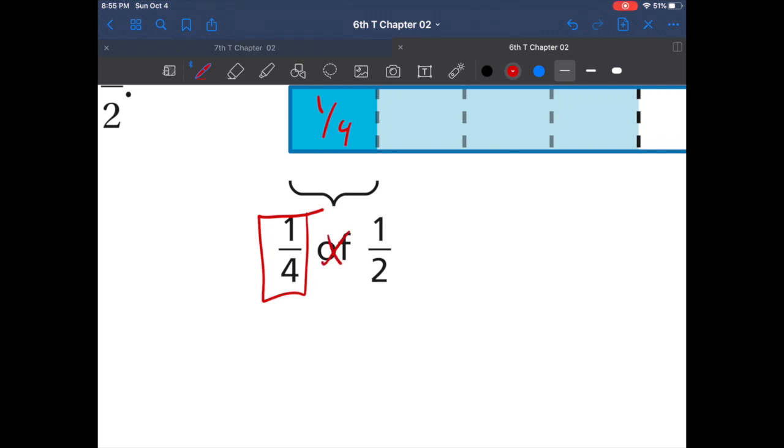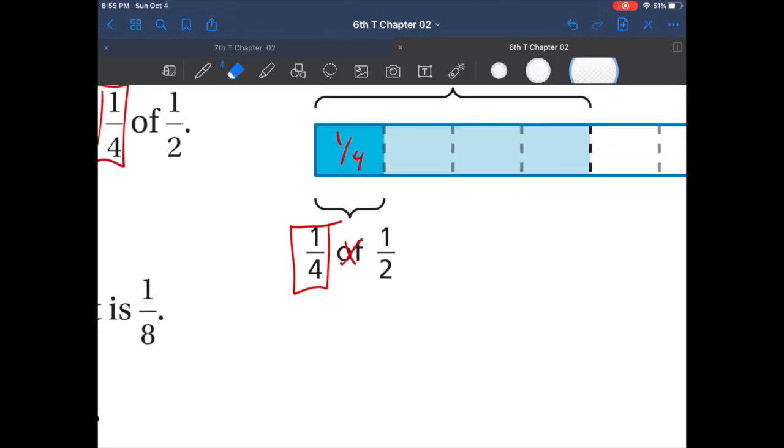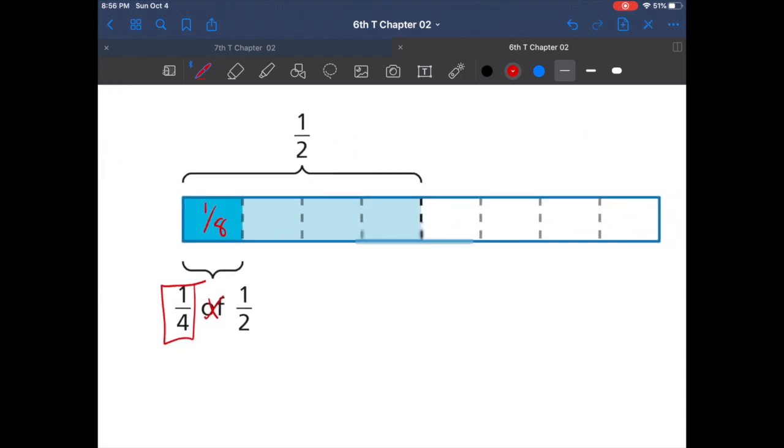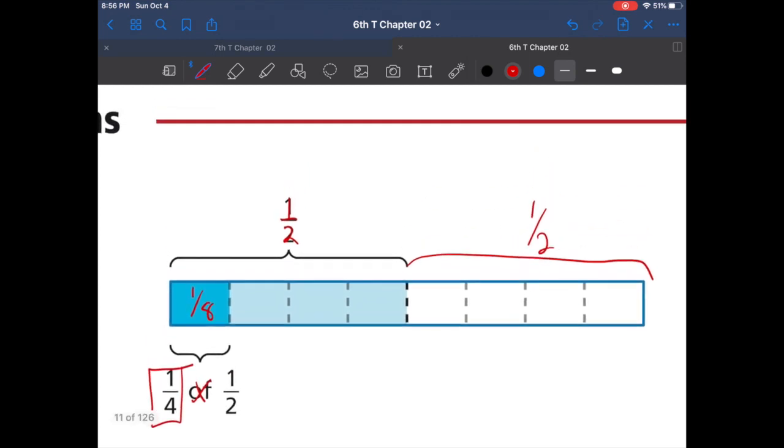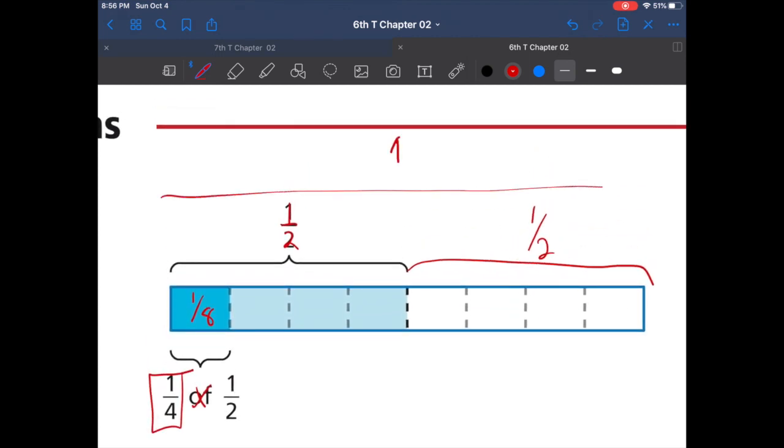That means, when we multiply, each one of these little boxes is actually 1/8. Because if this is a half, that means this is also a half. And 2 halves make a what? This would be 1 whole. So 1/8 plus 1/8 plus 1/8 plus 1/8, 1/8, 1/8, 1/8. That would give us a whole.